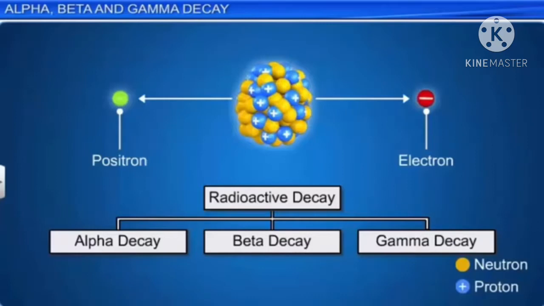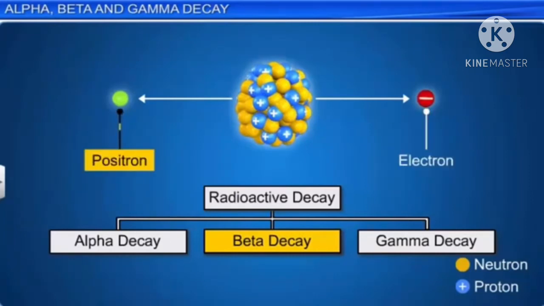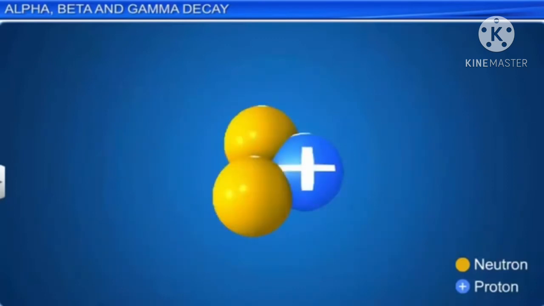Now let us study beta decay. In beta decay, a nucleus decays spontaneously by the emission of an electron or a positron. In a beta decay process, a neutron converts into a proton or a proton converts into a neutron. If N denotes the neutron number of the nucleus and Z is the proton number, then N by Z is altered in a beta decay process.